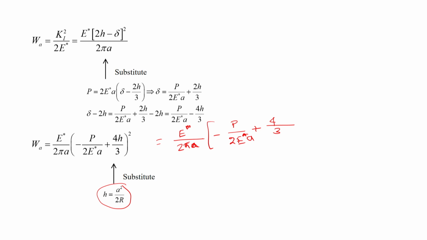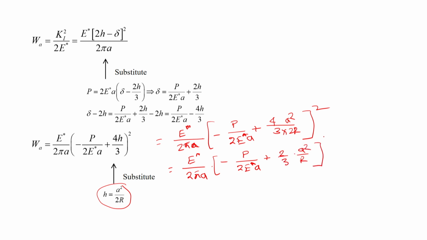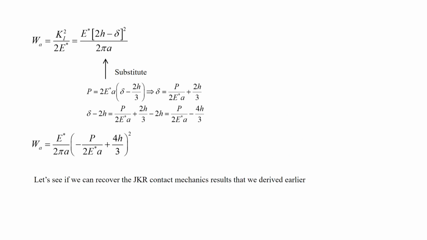So, therefore, we need to do this exercise. h will be replaced by a square by 2 r, and this is whole square. So, what we get here is E star by 2 pi a minus p by 2 E star into a, plus 2 by 3 a square by r, whole square. Okay. So, if we can recover, that is the idea, that is what we are trying to do.